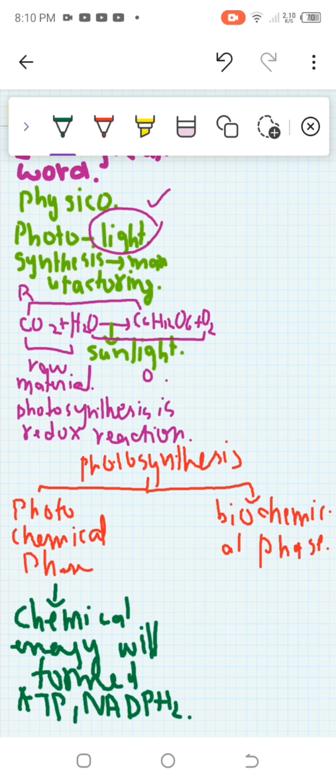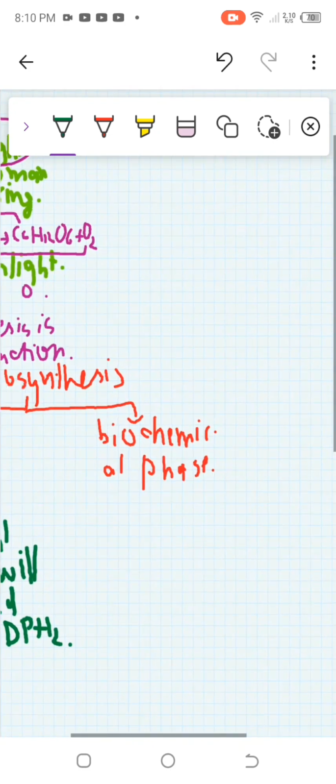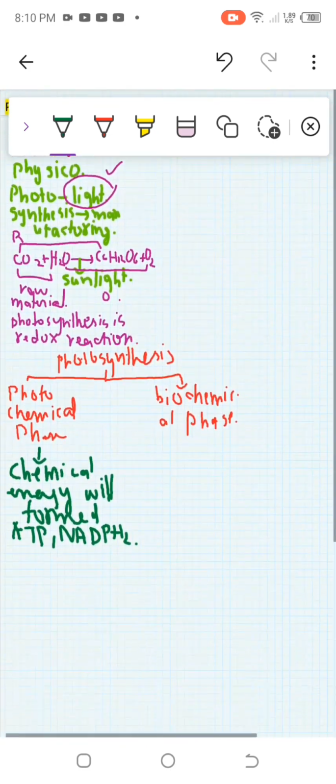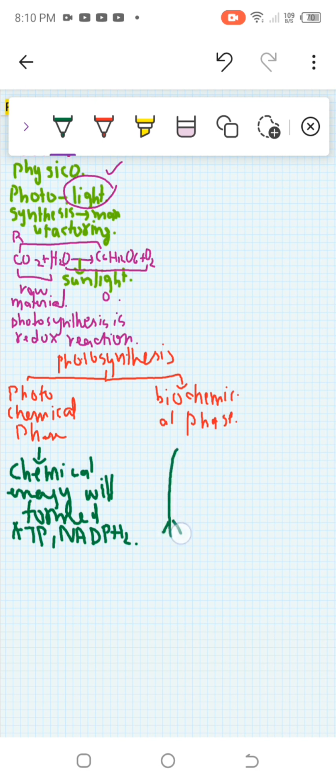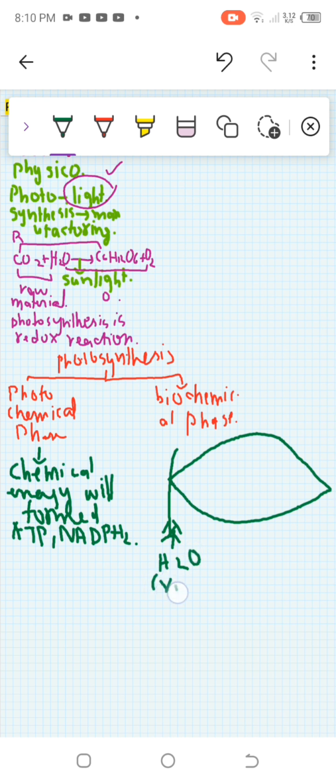After that, if I talk about the biochemical phase, suppose here we have the root system, the roots, and here we have one leaf. The whole biochemical process will take place in the leaf. From the roots, with the help of xylem, the water will move up, and the CO2 will come from the environment. When they both react together, they will form the glucose molecule plus oxygen.